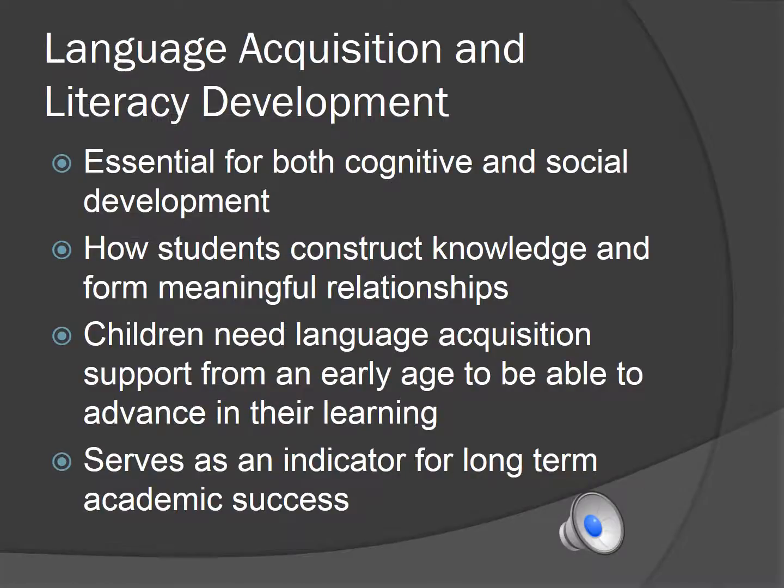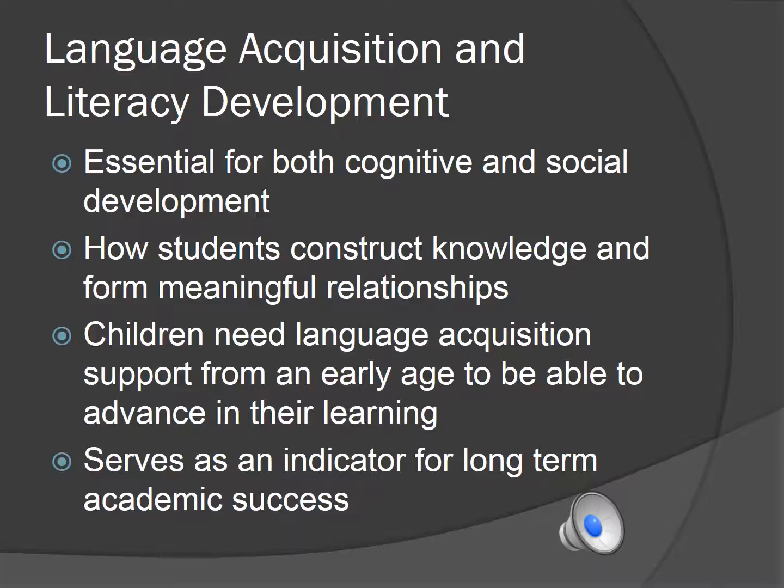So how does language acquisition relate to literacy development? It is essential for both cognitive and social development. It's how students construct knowledge, and how they're able to form meaningful relationships. Again, this goes back to oral language and the ability to communicate, which I spoke about before. It really is the foundation for all literacy. Children need language acquisition support at an early age to be able to advance in their learning, and this serves as an indicator for long-term academic success. Children that are exposed to lots of oral language and talked to a lot often are ahead of other children as they enter into kindergarten.